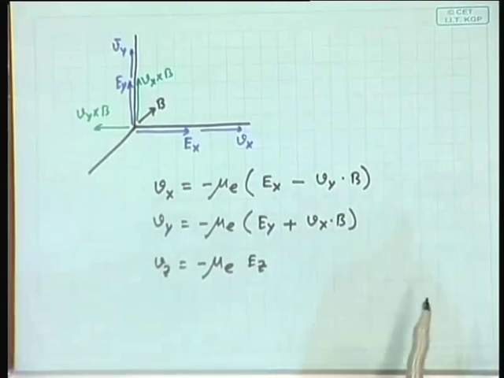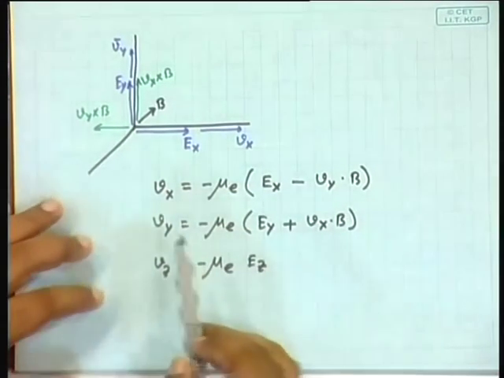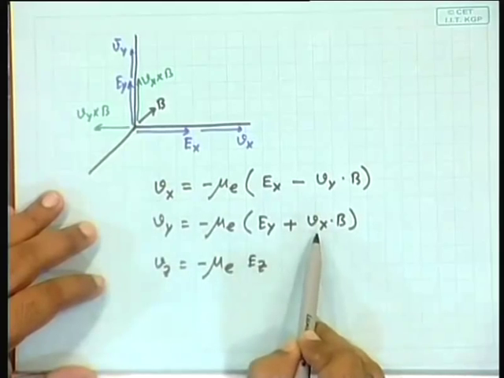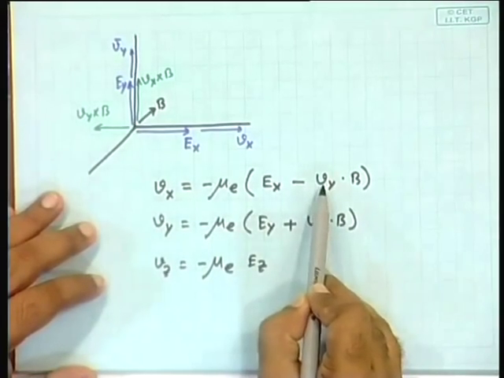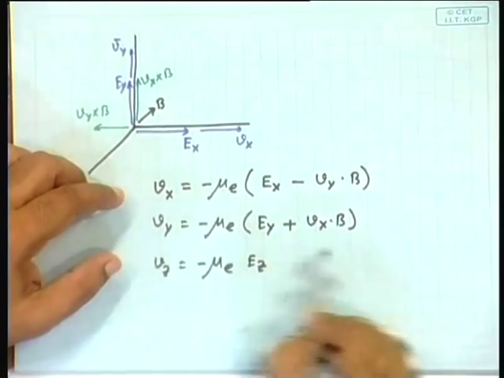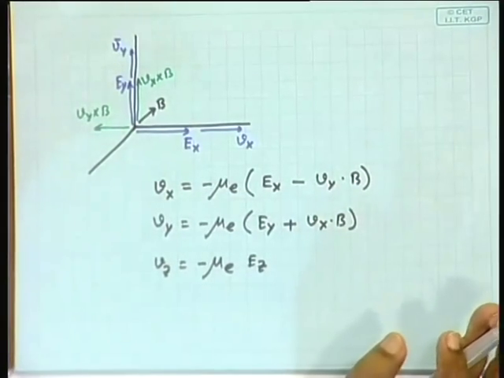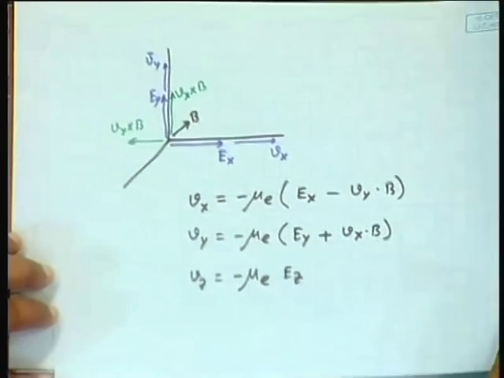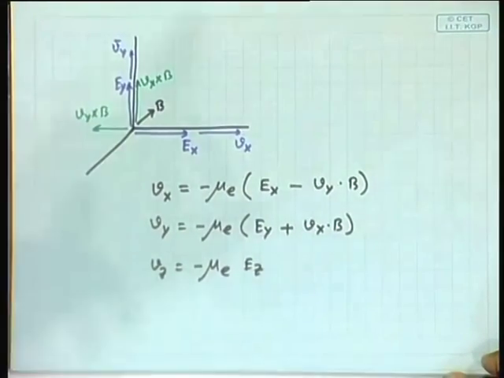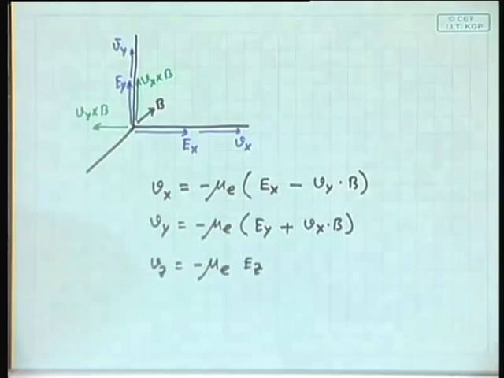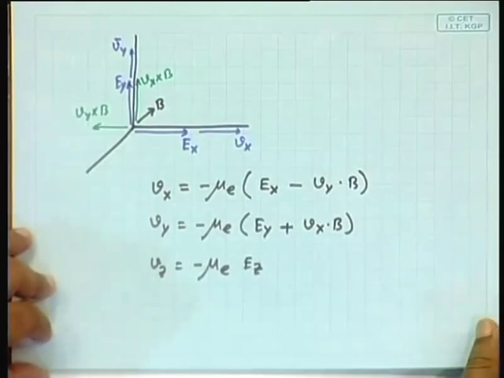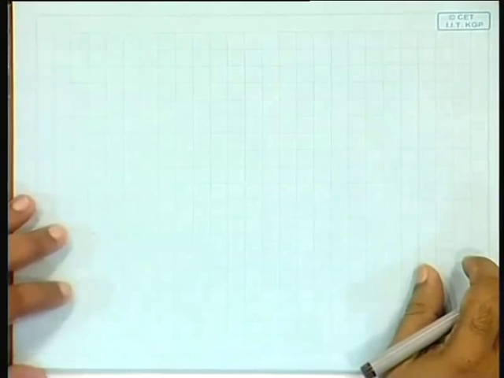Now, notice very importantly that V x appears here and here, V y appears here and here. So, you could solve these two equations to obtain them individually. Clear? So, do that. To cut a long story short, let me give you the results.